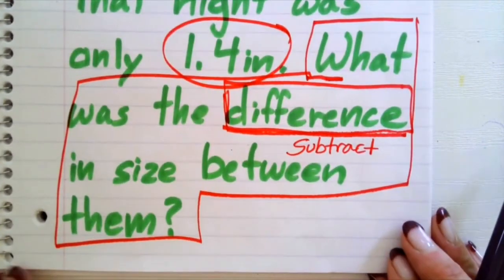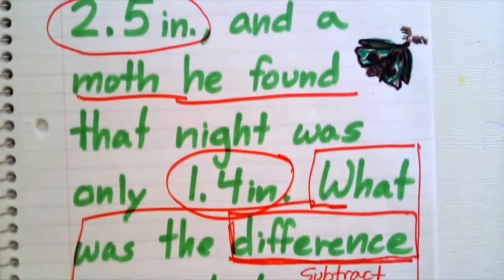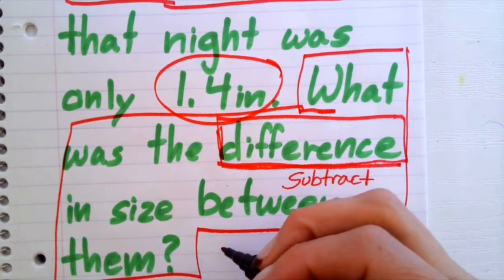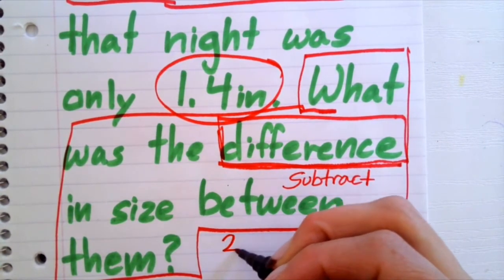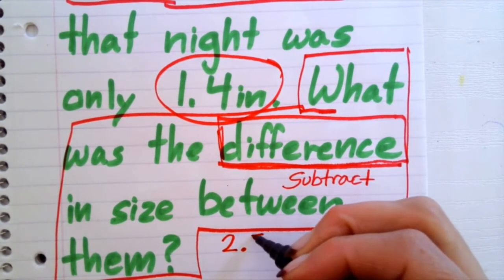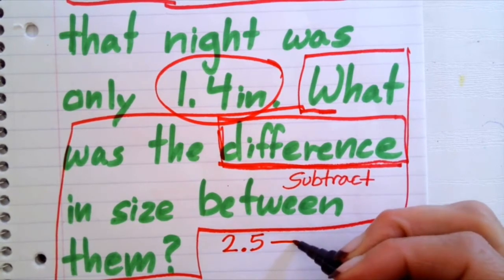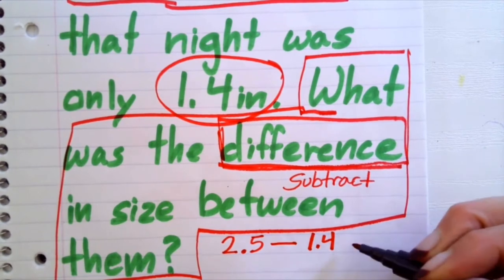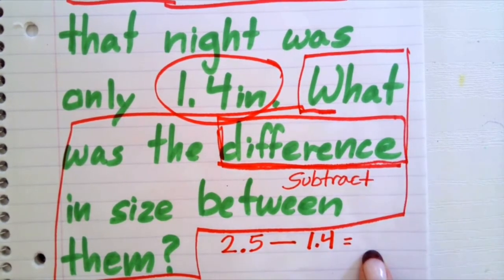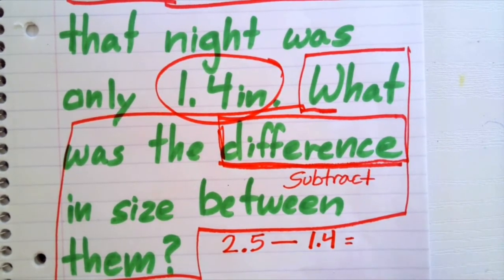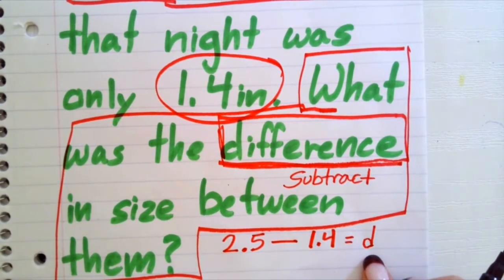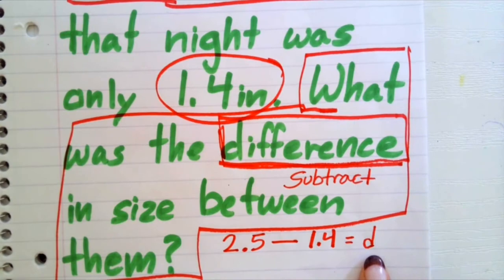How do we write an equation for these two amounts, finding the difference? We'll start with the bigger amount, 2 and 5/10, and we subtract the smaller amount, 1 and 4/10, to get the difference in size between them. We can use the letter D to stand for the difference. So here is our equation.